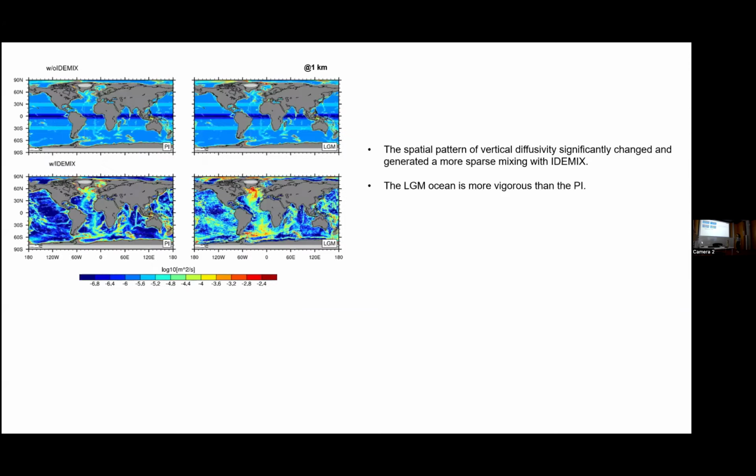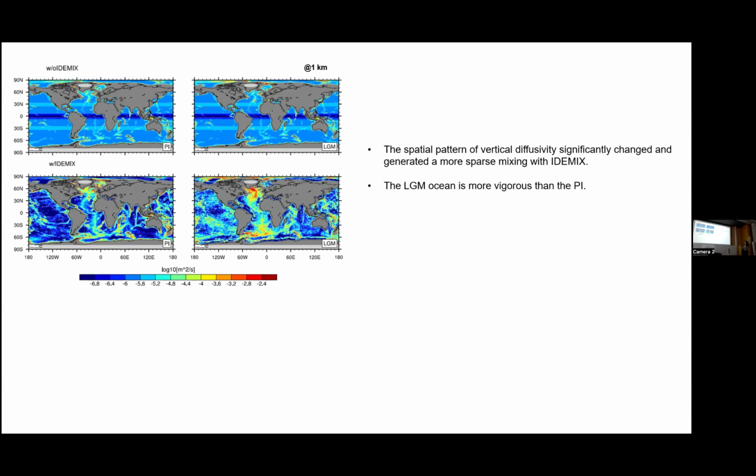And let's come to the outputs. So here we are showing the vertical diffusivity, global fields of vertical diffusivity. At top, you are seeing the cases without IDEMIX. So this is only working with KPP, K-profile parameterization. And at the bottom row, you're seeing the cases with IDEMIX.